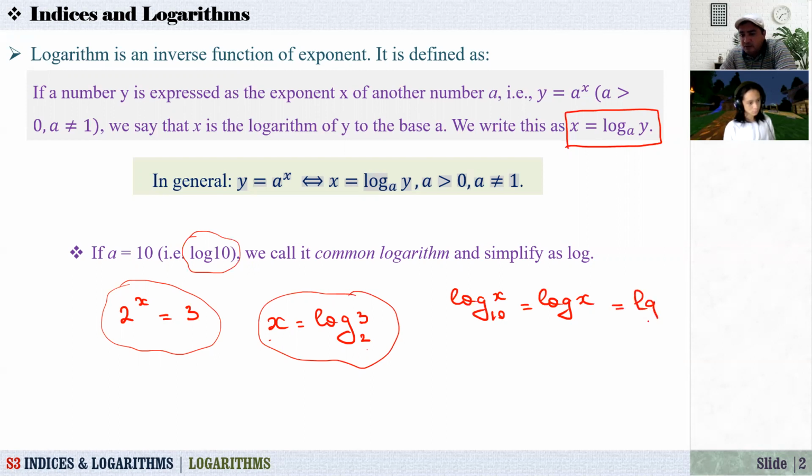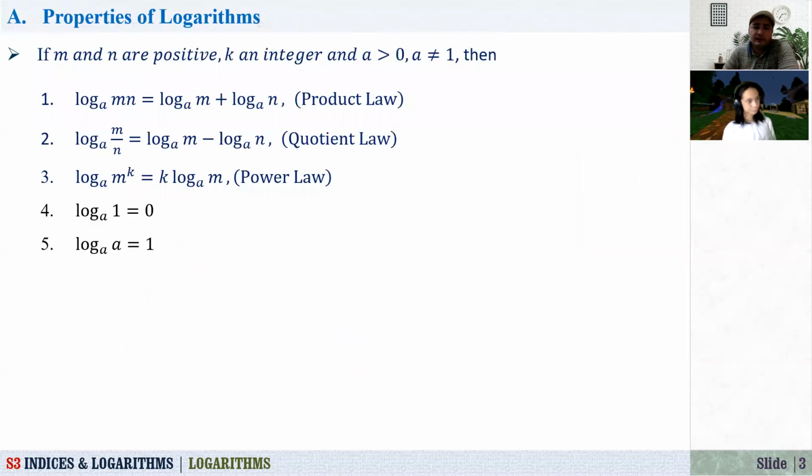In some books, we just write lg x, they are all the same thing, where the base is 10. And also we have another special logarithm, but we will learn about this later. That is the natural logarithm, when the base is e, the constant e. Okay, so we have some properties of logarithms.